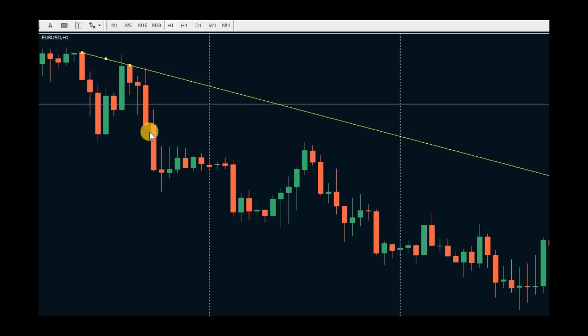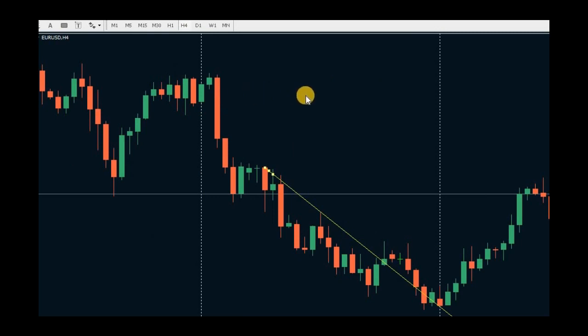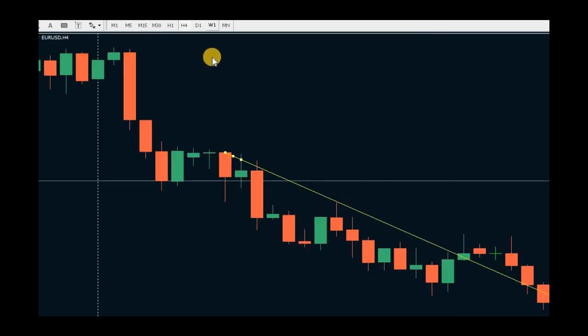Let's jump one time frame up, let's say the 4 hour time frame. This is the 4 hour time frame, and this is our trend line. If we want to draw this trend line, this is our trend line in H1, the 1 hour time frame.